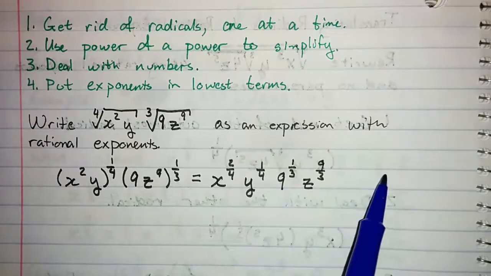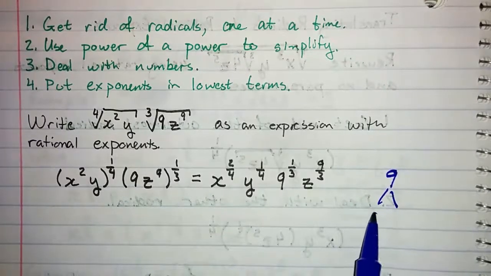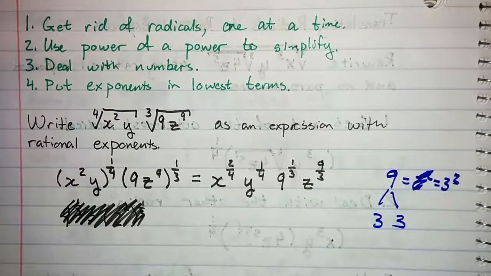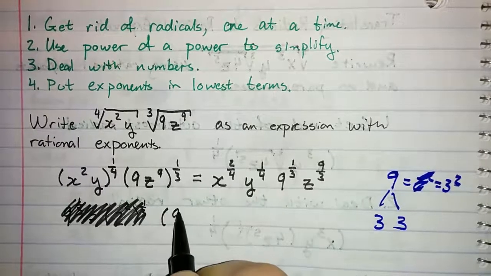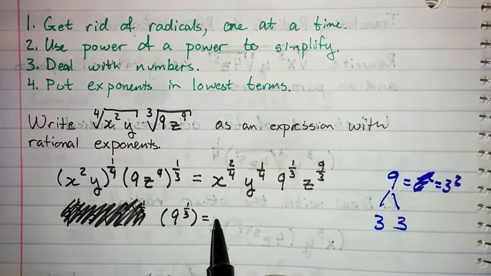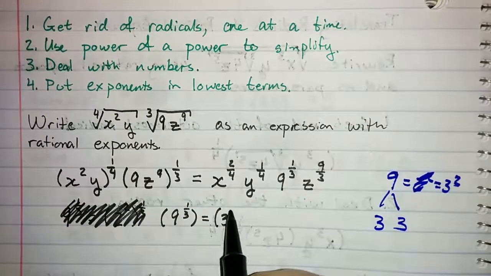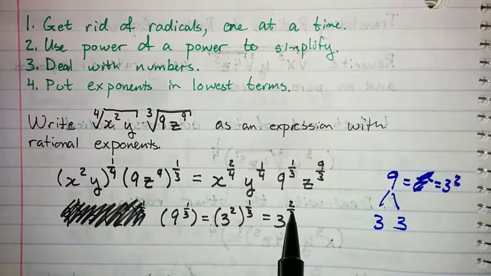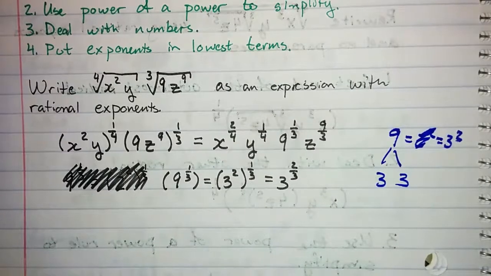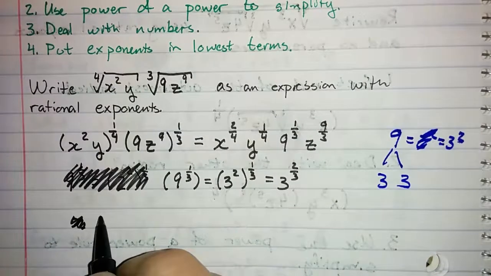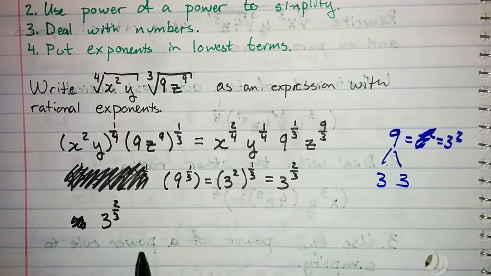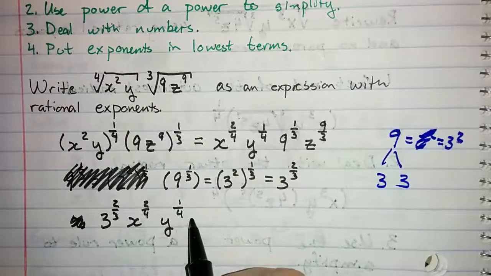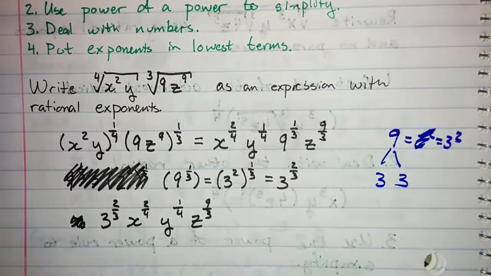All right, the only number I have is 9, which is 3 times 3. So 9 is a power of something. It's 3 squared. So 9 to the 1/3 is 3 squared to the 1/3, which is 3 to the 2/3. So my original expression then becomes, writing the number in front, 3 to the 2/3, x to the 2/4, y to the 1/4, z to the 9/3.